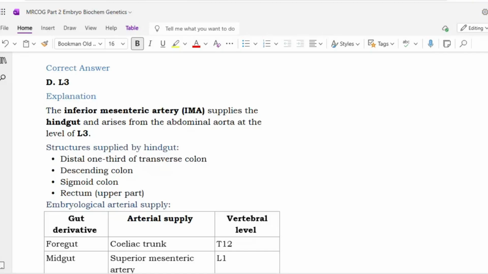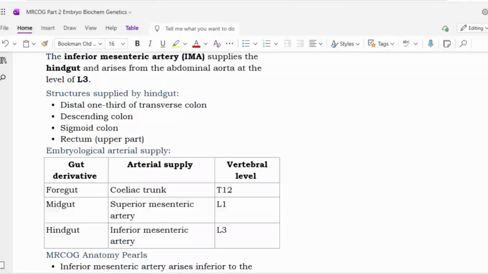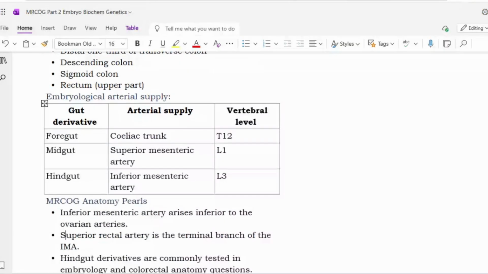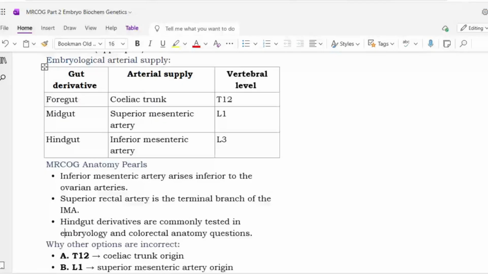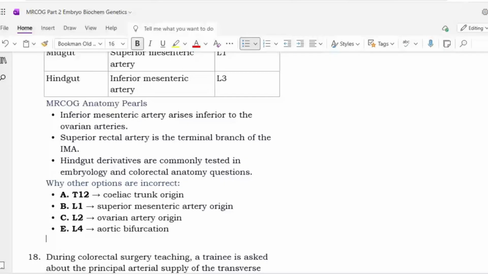The structures supplied by the hindgut are the distal one-third of the transverse colon, descending colon, sigmoid colon, and the rectum. So foregut is celiac trunk, T12. This we have all seen. The inferior mesenteric artery arises inferior to the ovarian arteries. The superior rectal artery is the terminal branch of the inferior mesenteric artery. Hindgut derivatives are commonly tested in your examination, and we have seen all the levels. Next.